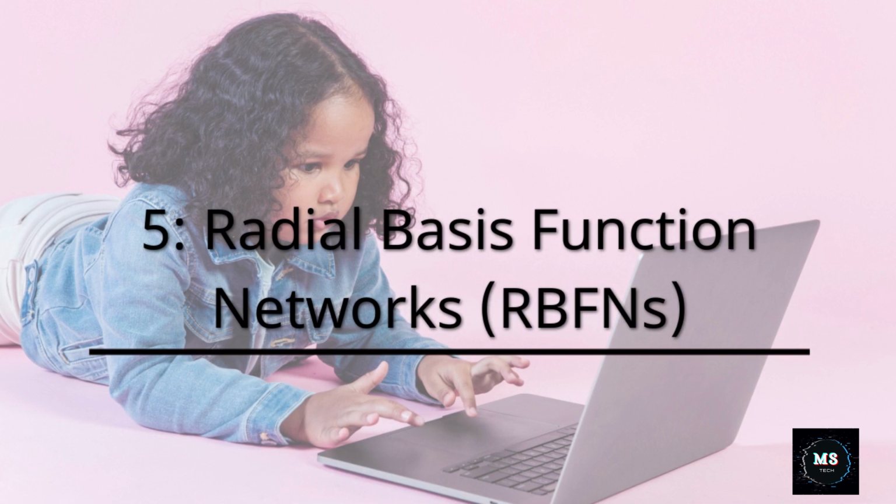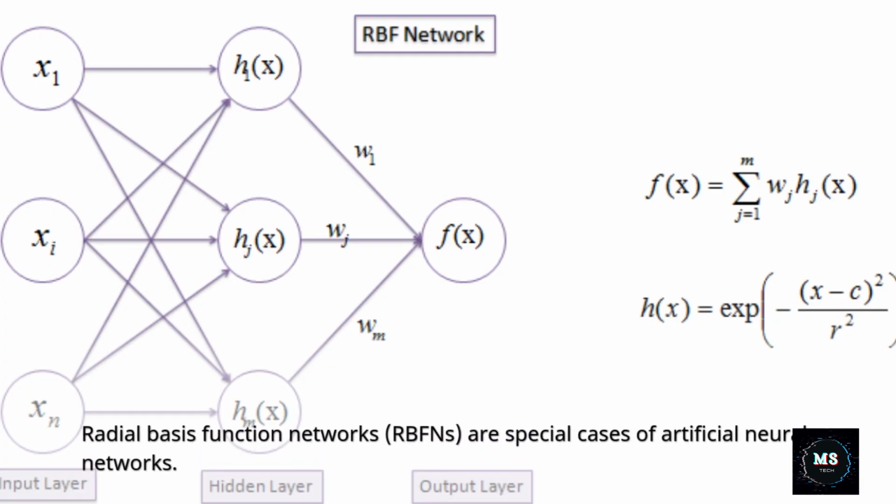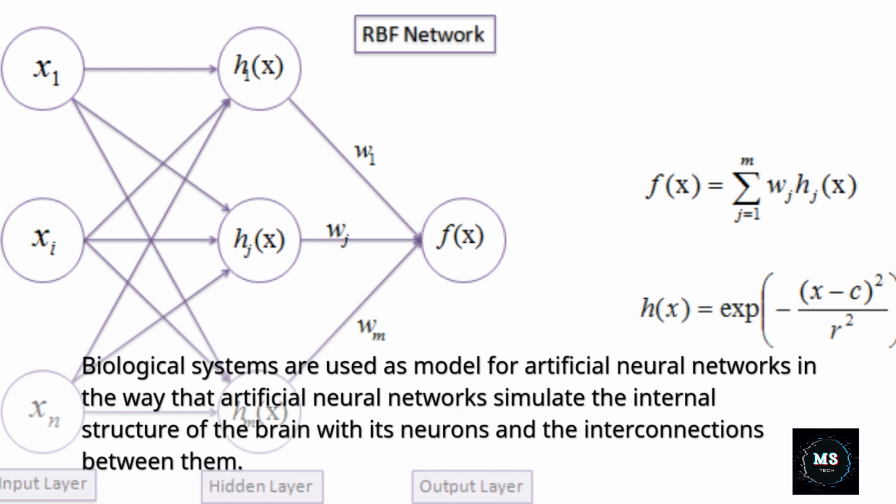5. Radial basis function networks, RBFNs. Radial basis function networks, RBFNs, are special cases of artificial neural networks. Biological systems are used as a model for artificial neural networks in the way that artificial neural networks simulate the internal structure of the brain with its neurons and the interconnections between them.